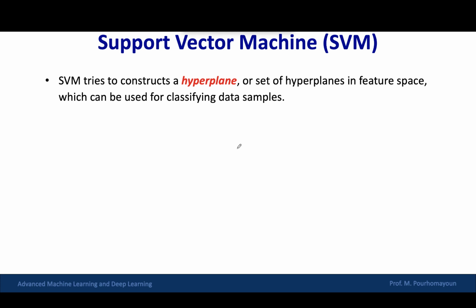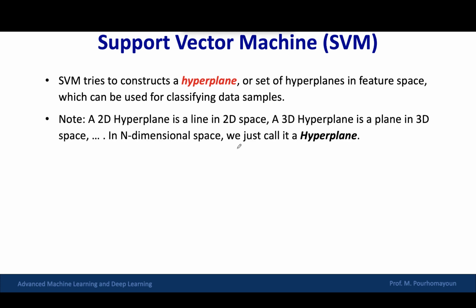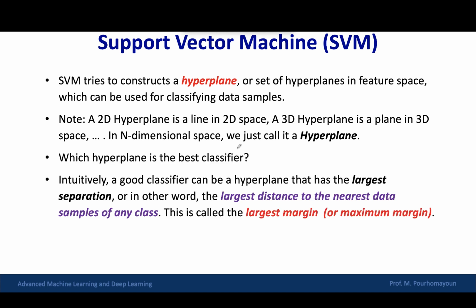SVM tries to construct a hyperplane or set of hyperplanes in n-dimensional feature space, which can be used for classifying data samples. Intuitively, a good classifier can be a hyperplane that has the largest separation, or in other words, the largest distance to the nearest data samples of any class. This is called the largest margin, or the maximum margin. So this is how the SVM algorithm works.